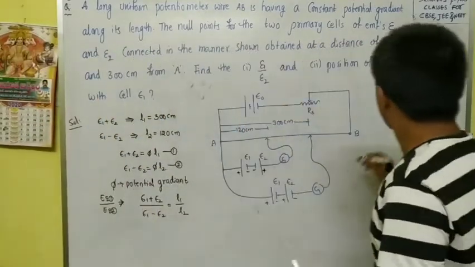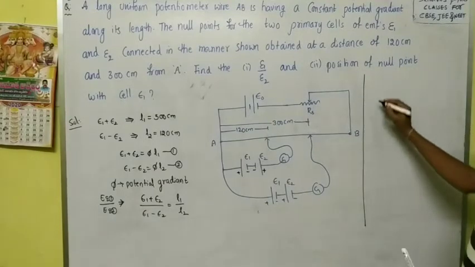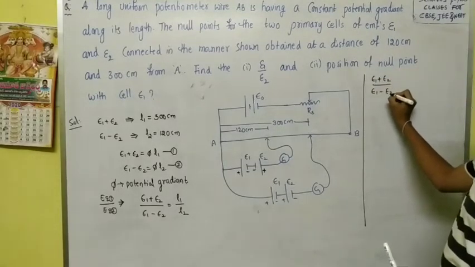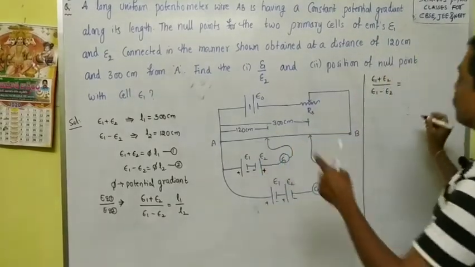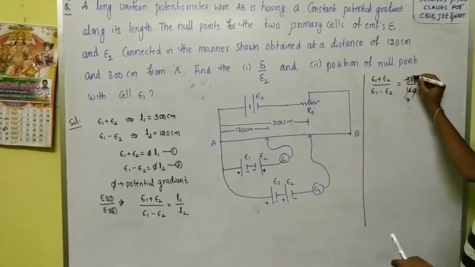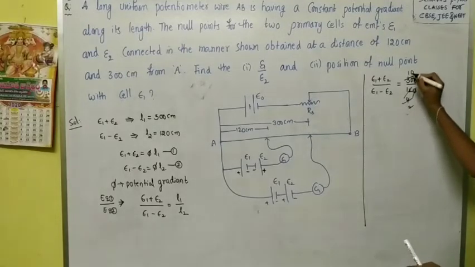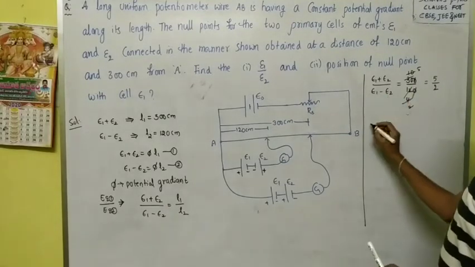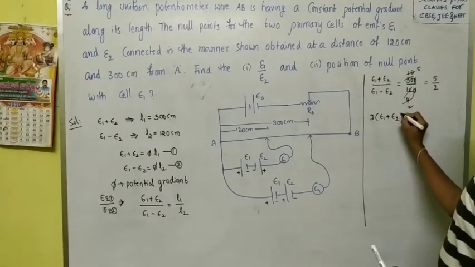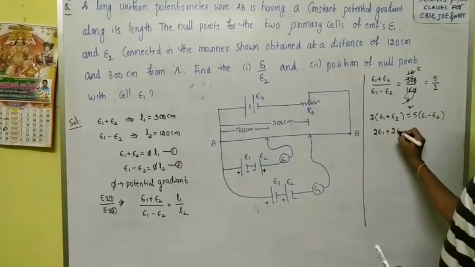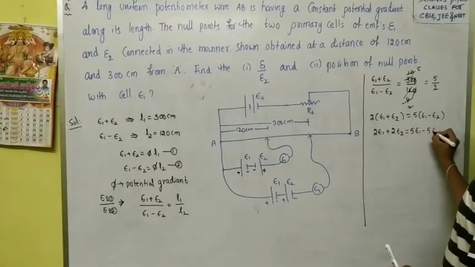Okay, let us simplify. The solution I am going to write here: (E1 plus E2) by (E1 minus E2). You know the values of L1 and L2, right? L1 value is 300 by L2 value 120. Here the zeros cancel. 3 4s are 12, we write 5 by 2. Cross multiplication you can do. 2 of (E1 plus E2) is equal to 5 of (E1 minus E2). Now we can simplify: 2 E1 plus 2 E2 is equal to 5 E1 minus 5 E2.